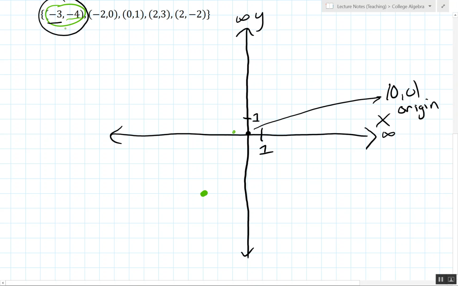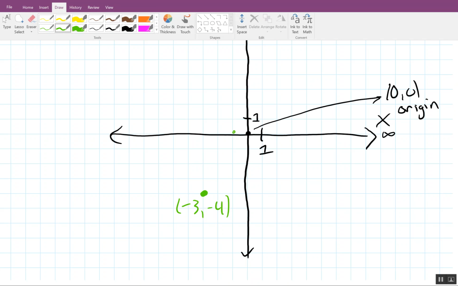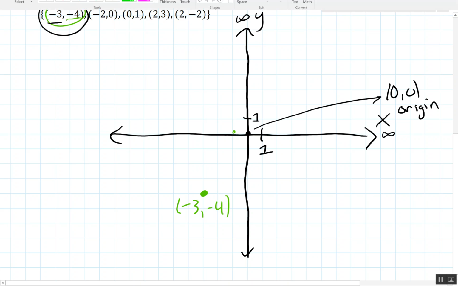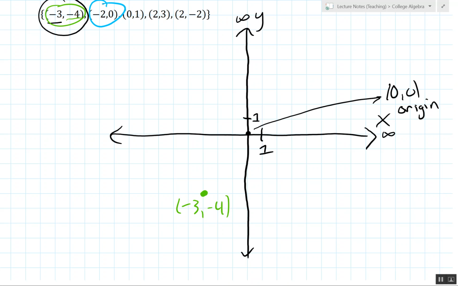This point I ended up at by going 3 left and 4 down. It's called -3, -4. So let's do that with the other ones. Let's choose a light blue, since dark blue probably won't work well with black. So we'll have -2, 0.